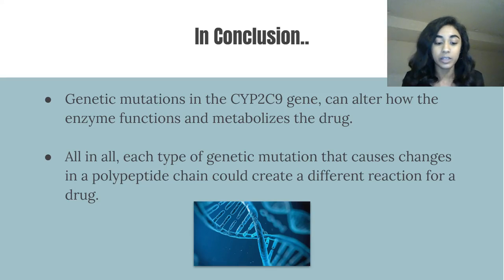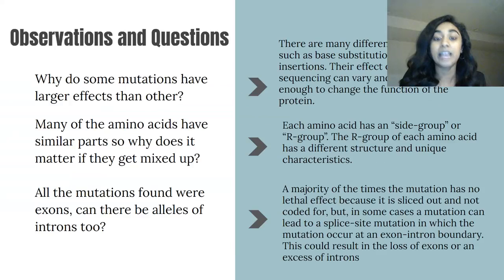All in all, different types of genetic mutations can cause changes in a polypeptide chain and create a different reaction from the drug because of the alteration in the protein function. To further look into why proteins change, you could look at the different characteristics of the amino acids and what makes them different. Lastly, we have some post-procedure observations and questions on topics like the different types of mutations and the differences between amino acids.